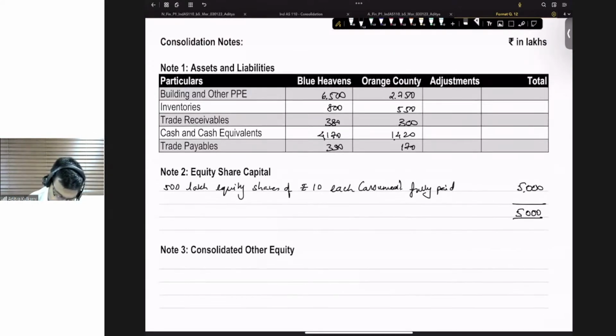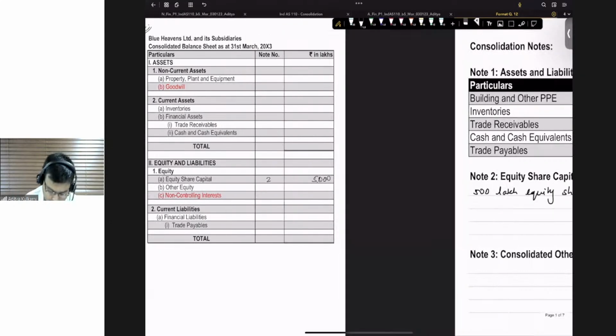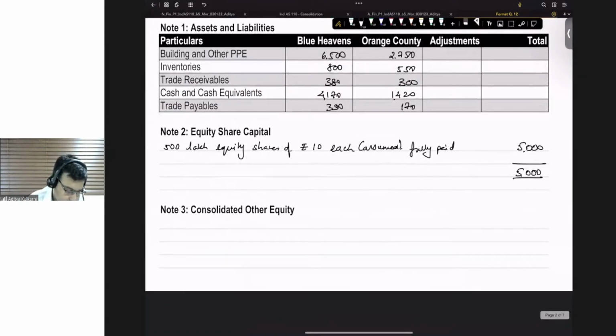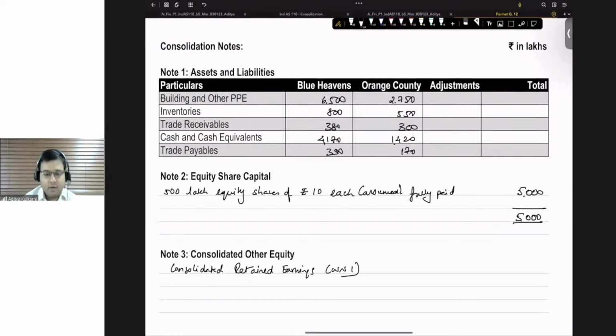So now post it also immediately. If you have the balance sheet ready, post it. Equity share capital 5,000. Okay. All right. Consolidated other equity. What you are having is consolidated retained earnings. This is going to come from working note 1. So once working note 1 is complete, we will record it.